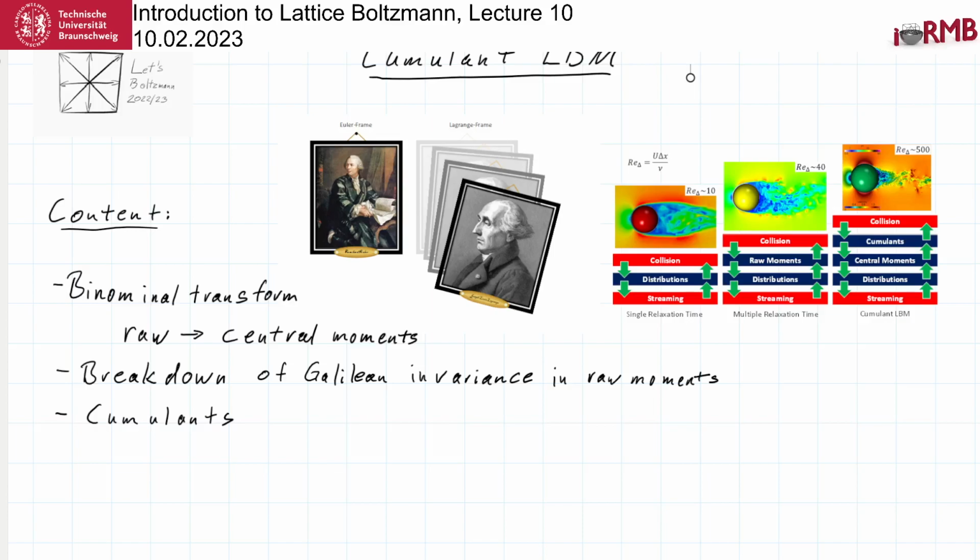Okay, we'll just talk about the transformation between raw and central moments. Then we'll look at Galilean invariance and why this doesn't work with the usual MRT, and then in the end we come to cumulants.